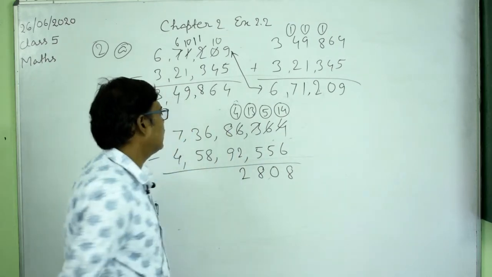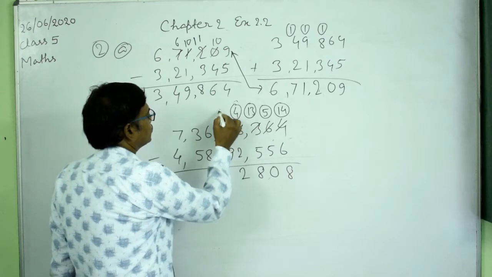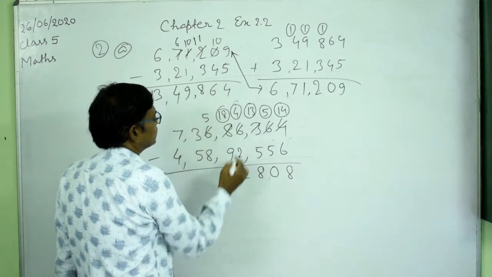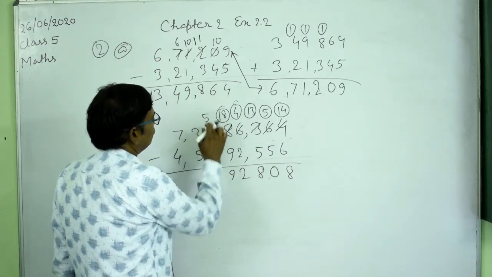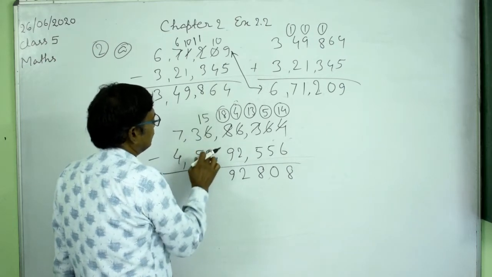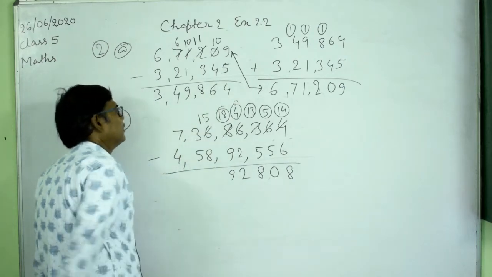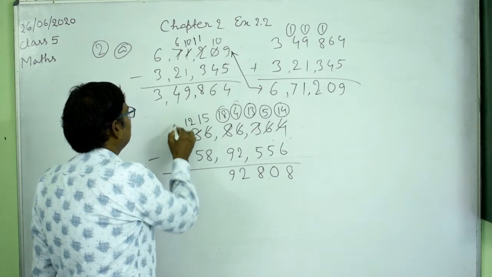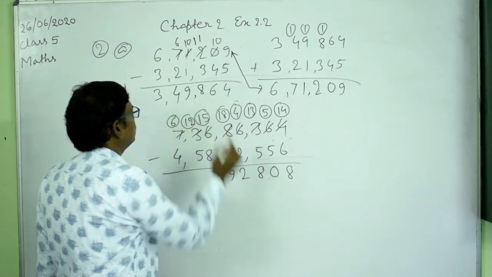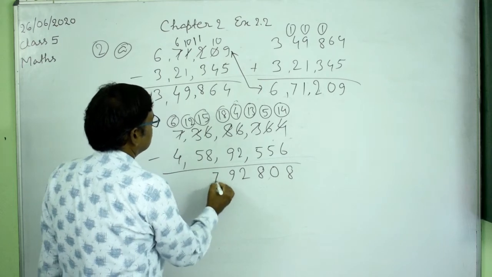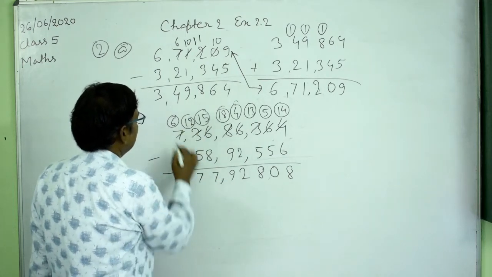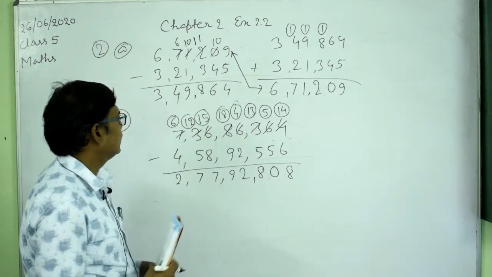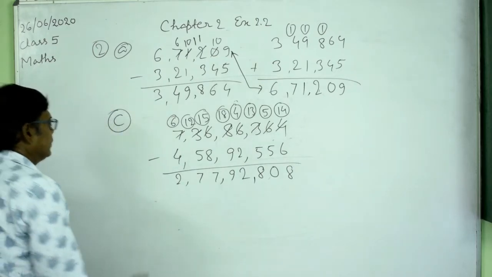Now again 8 is less than 9, so again borrow, so you will have 18 here, and here it will be 5. So 18 minus 9 is 9. And because 6 is less than 8, here it will be 15, and then here also you will have 12, and here it will be 6. Now 15 minus 8 will be 7, and 12 minus 5 will be 7, and 6 minus 4 will be 2 here. So this is the answer. Now check. How will you check here?